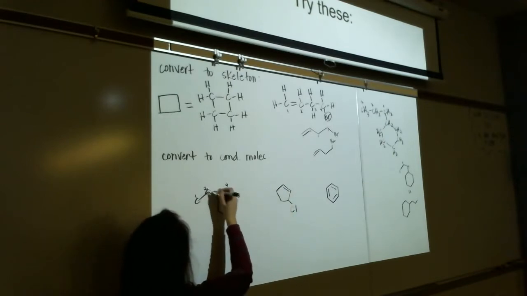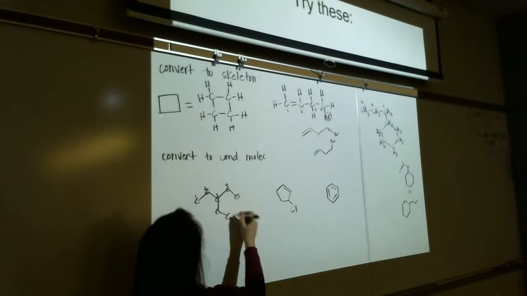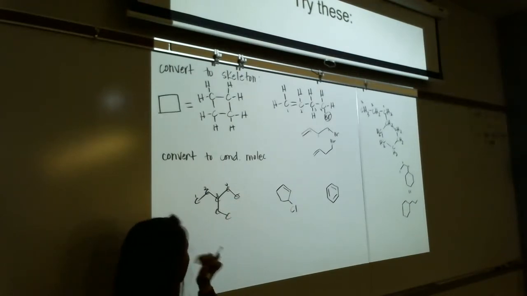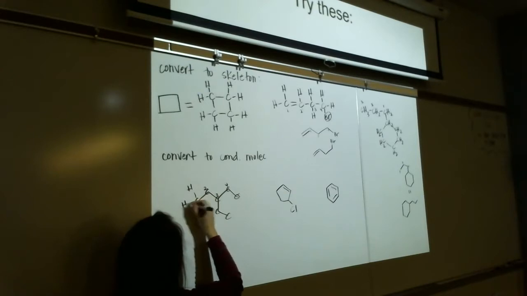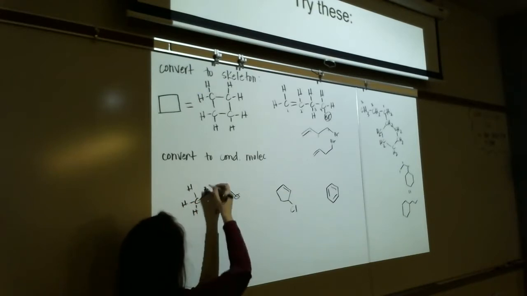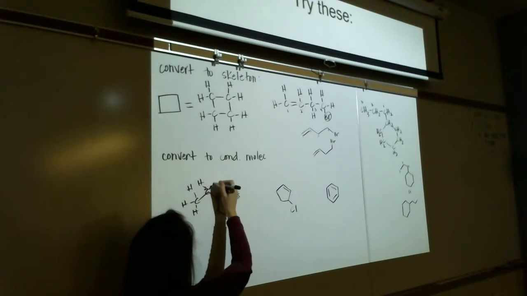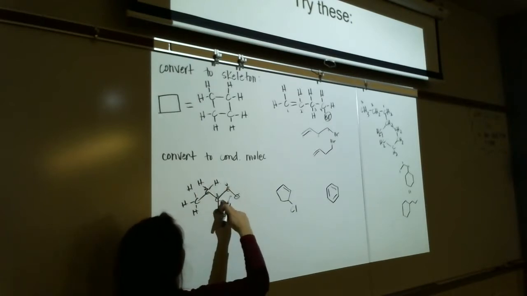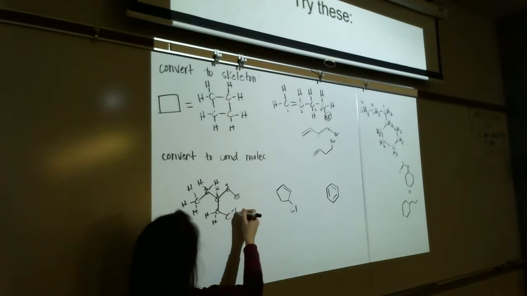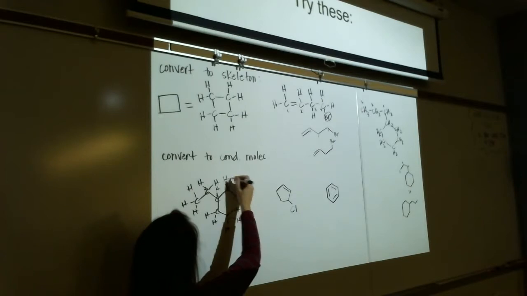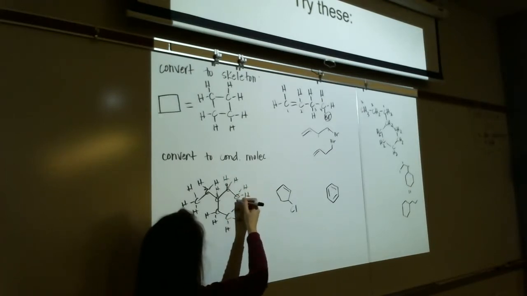All right, so carbon, carbon, carbon, carbon, carbon, carbon, carbon. Now you just need to figure out how many hydrogens go on each one. How many bonds does carbon form? 4, right? So 3 hydrogens on that one, 2 on that one. How many hydrogens are on this carbon? Just 1, right? And then 2 on this one, 2 on this one, and then 3 on this one.